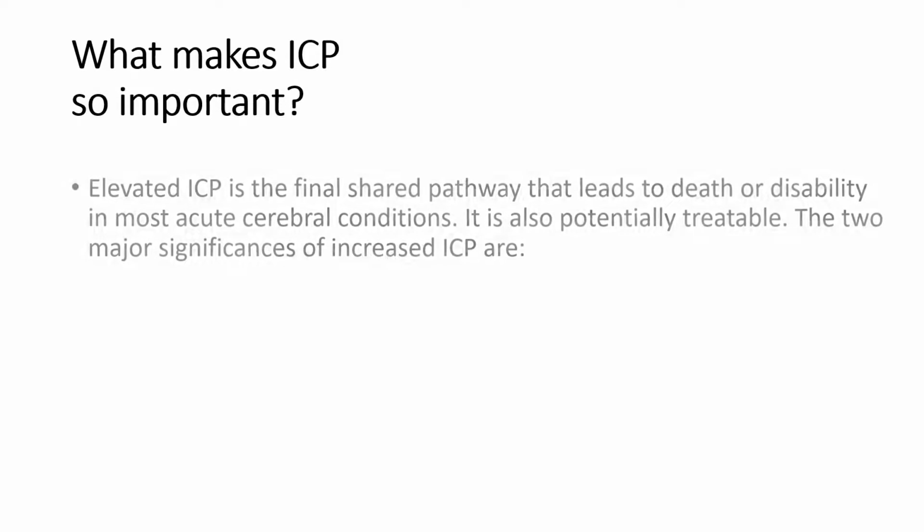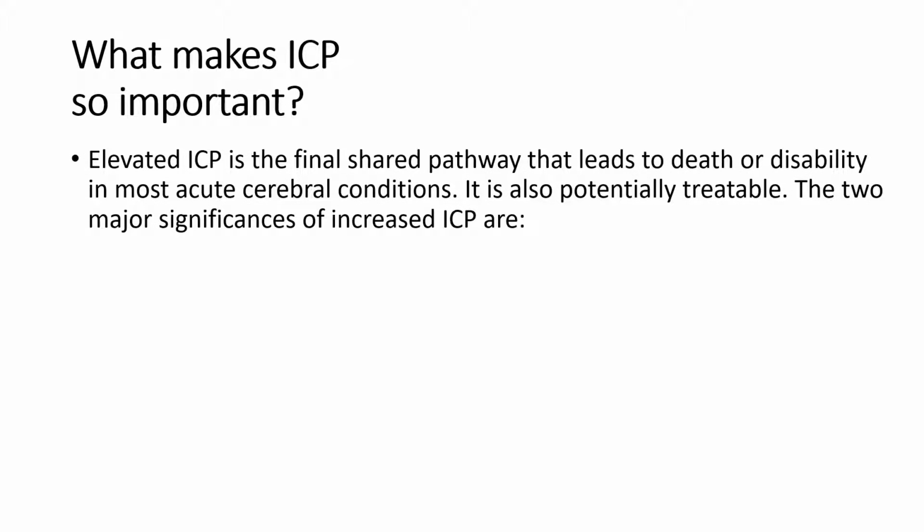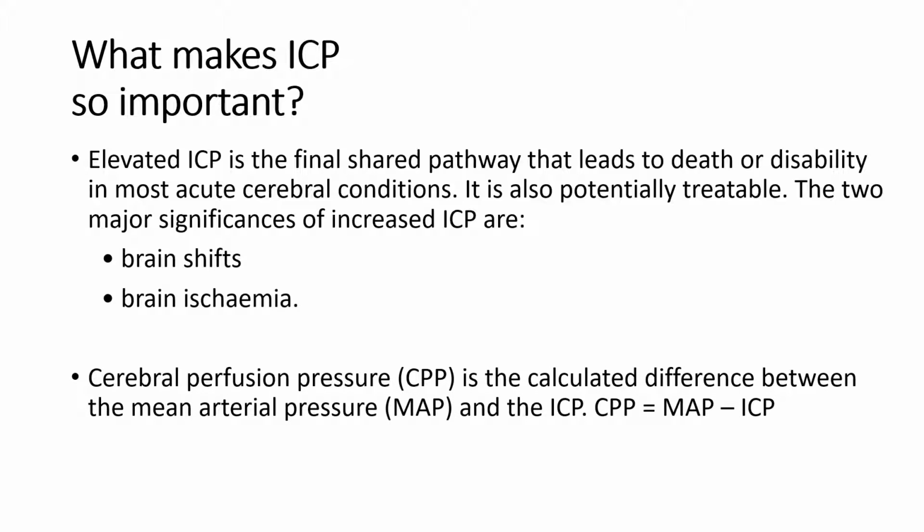So what makes it important? Well, elevated ICP is the final shared pathway that leads to death or disability in most acute cerebral conditions. It is also potentially treatable. The two major significances of increased ICP are brain shifts or brain ischemia. Cerebral perfusion pressure, or CPP, is a calculated difference between the mean arterial pressure and the ICP.